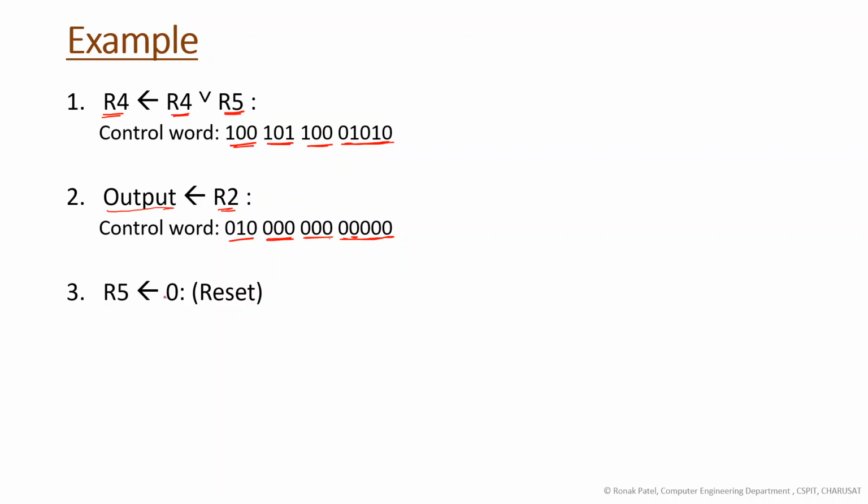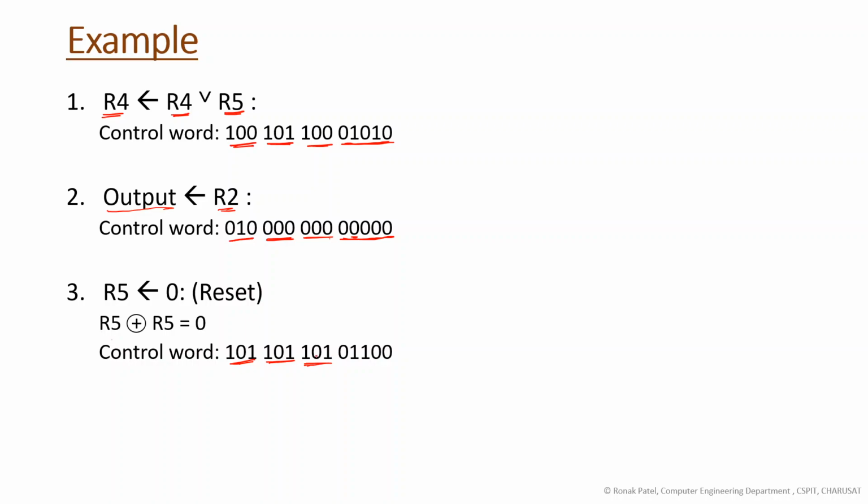Another example: I want to reset register 5. So what to do? Just see this: when you perform A XOR A, it will give you 0. We keep that in mind and write the control word. So we want R5 XOR R5, and this result must be stored into R5. So select A is R5, select B is also R5, and the result we also want to store into R5.